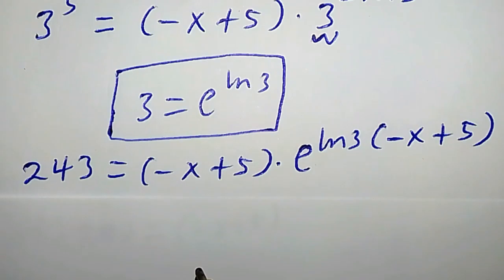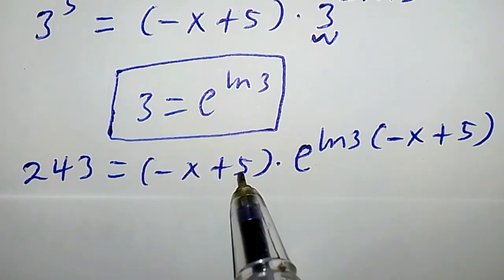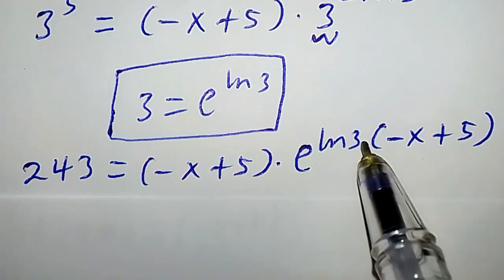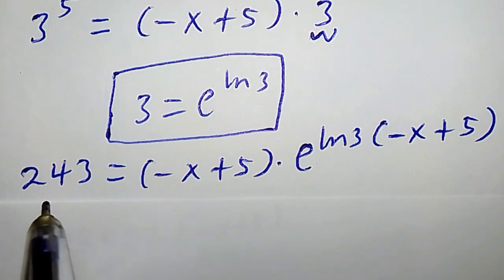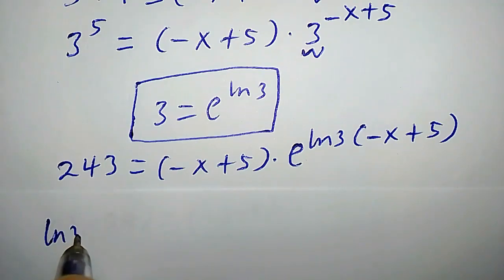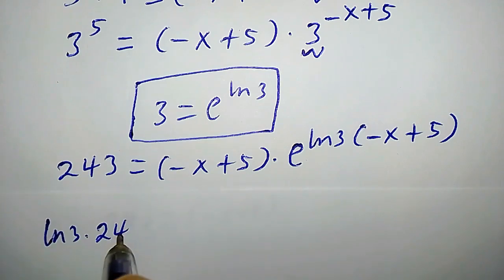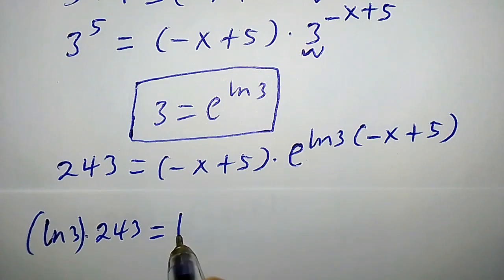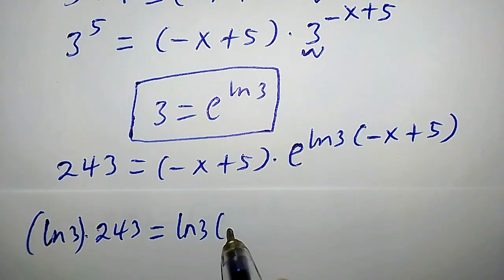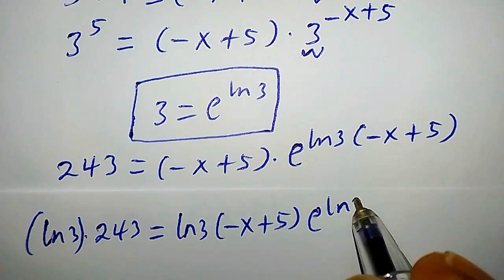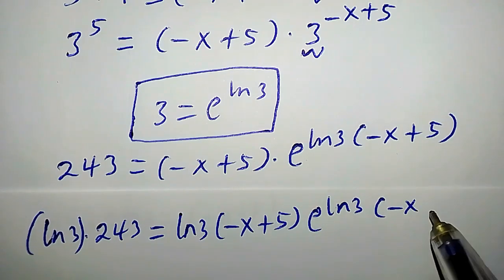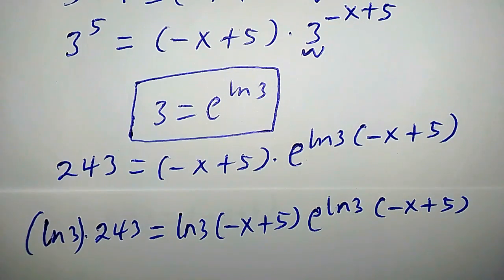Let's continue. Also, suppose we want this guy, minus x plus 5, to be in form of this power. What do you think we should do? Let's simply multiply both sides by ln 3. We are going to have ln 3 times 243. Let's put it in brackets to avoid confusion. Equal to ln 3 times minus x plus 5 times e to the power of ln 3 times minus x plus 5.